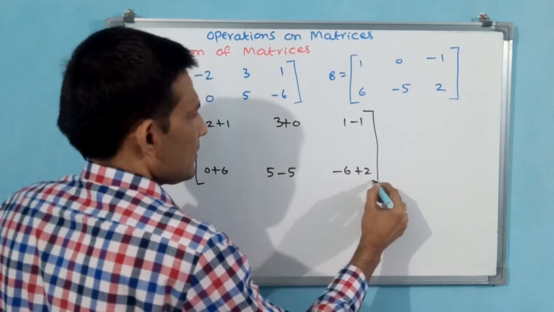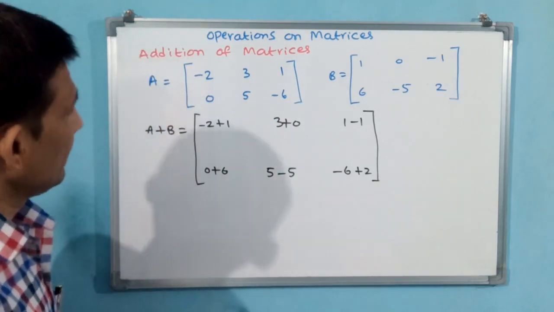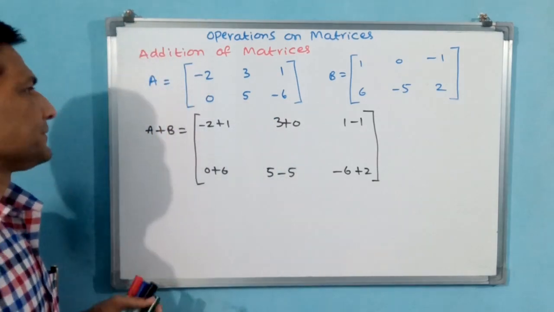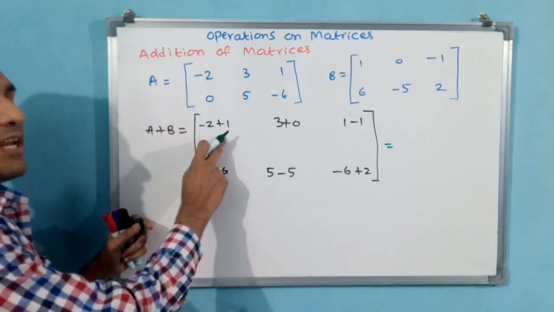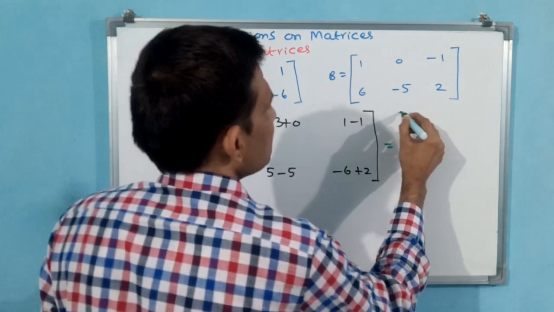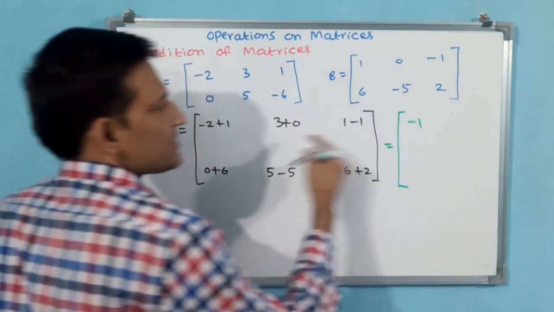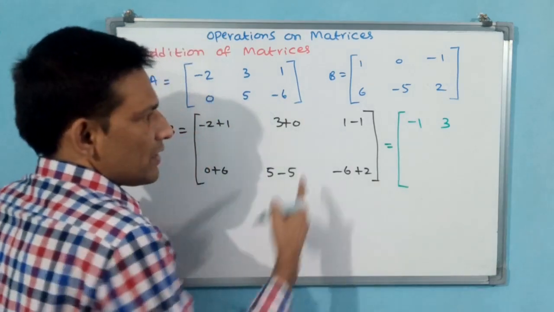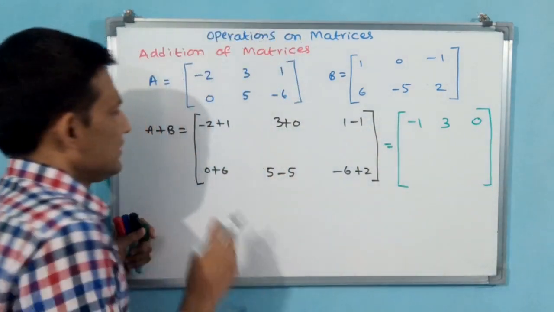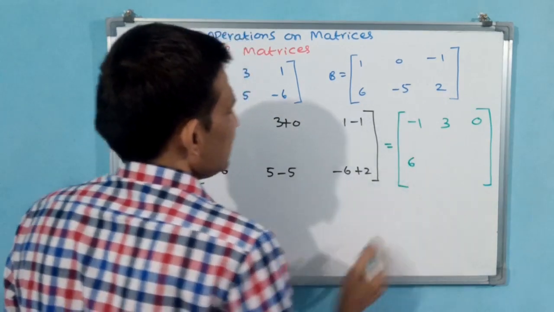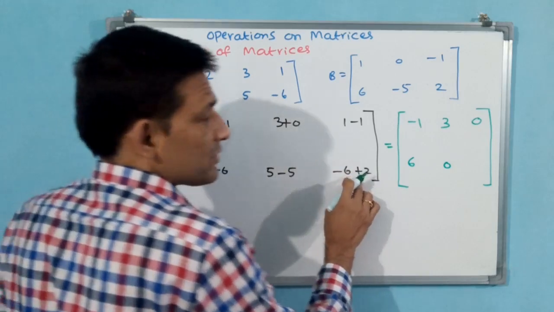Okay. That is equal to -2 plus 1, -1. 3 plus 0, 3. 1 minus 1, 0. 0 plus 6, 6. 5 minus 5, 0. -6 plus 2, -4.